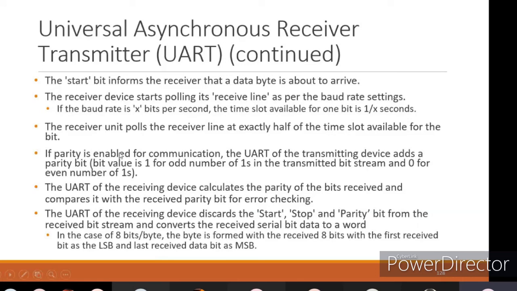If parity is enabled for the communication, the UART of the transmitting device adds a parity bit, that is, the bit value is 1 for an odd number of ones in the transmitted bit stream and 0 for an even number of ones.